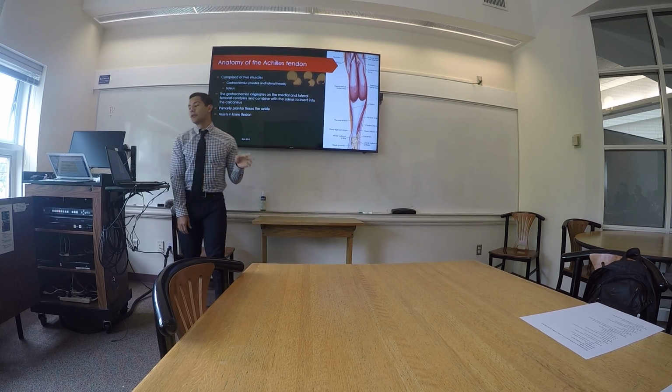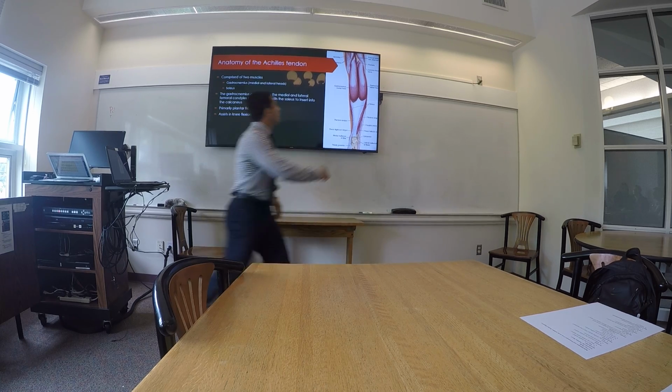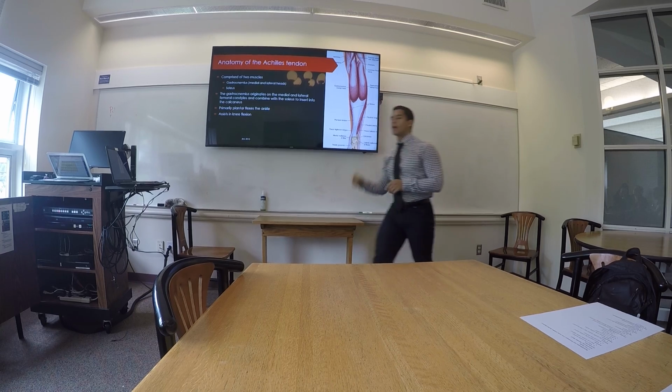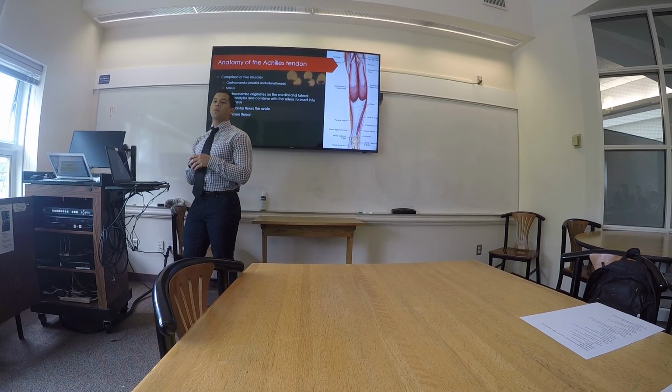So, like I said earlier, it is comprised of these two muscles. The gastroc has a medial and a lateral head that both originate up in the medial and lateral femoral condyles. That plays a role later, and we'll see in biomechanics, but that assists in knee flexion of the leg as well.